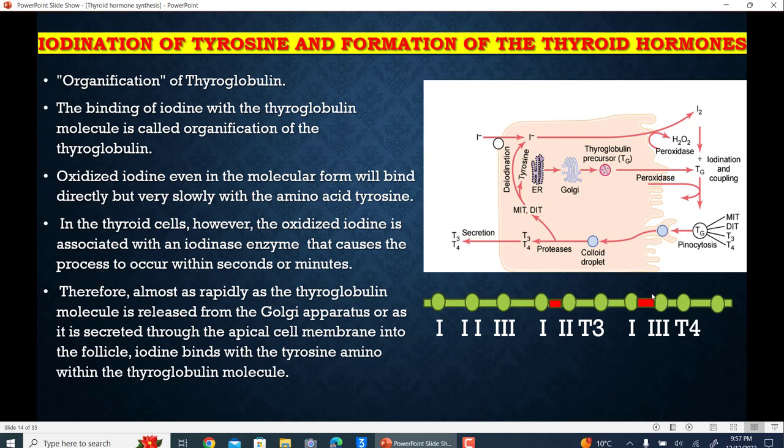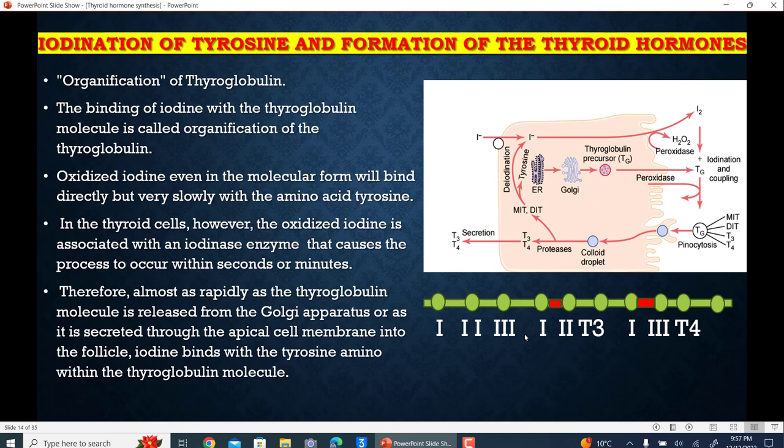So when one molecule of iodine is combined with tyrosine, it is called monoiodotyrosine. When two molecules are combined with tyrosine, it is called diiodotyrosine. And when three iodines are combined with tyrosine, it is called triiodothyronine.